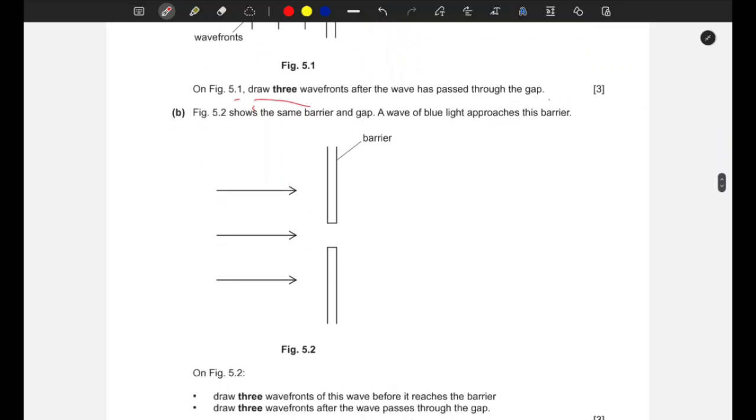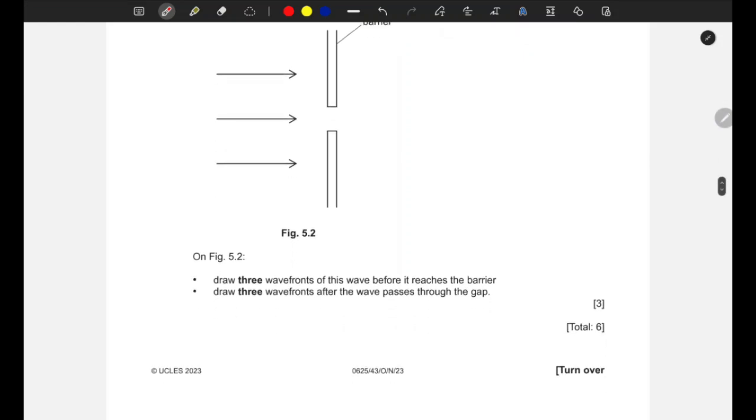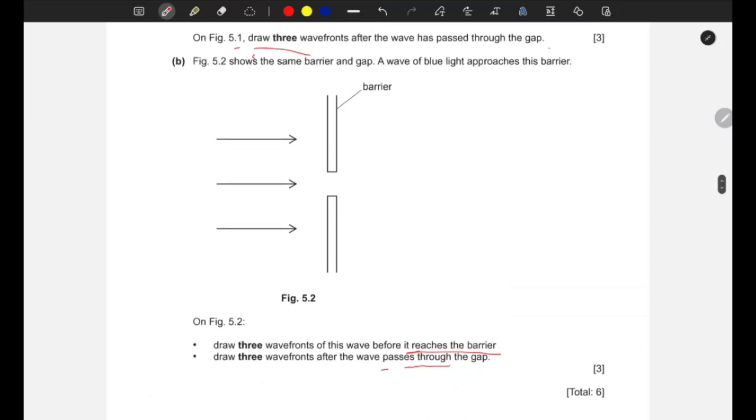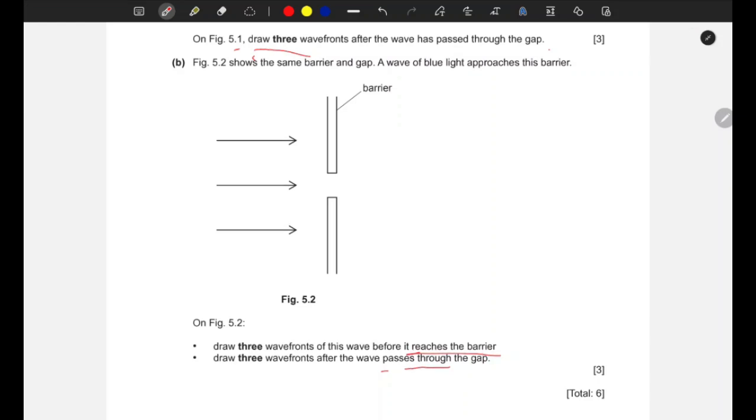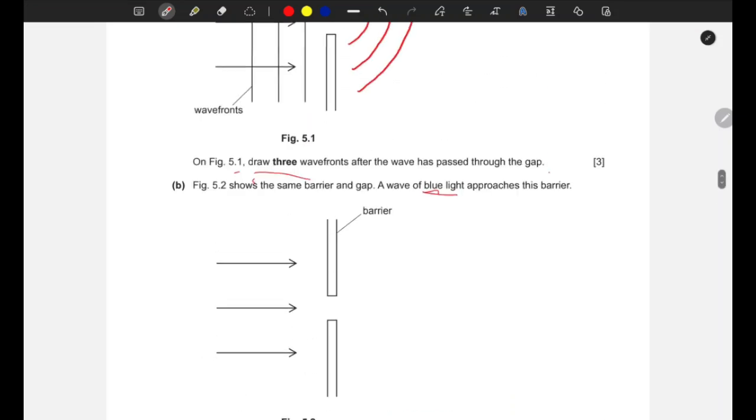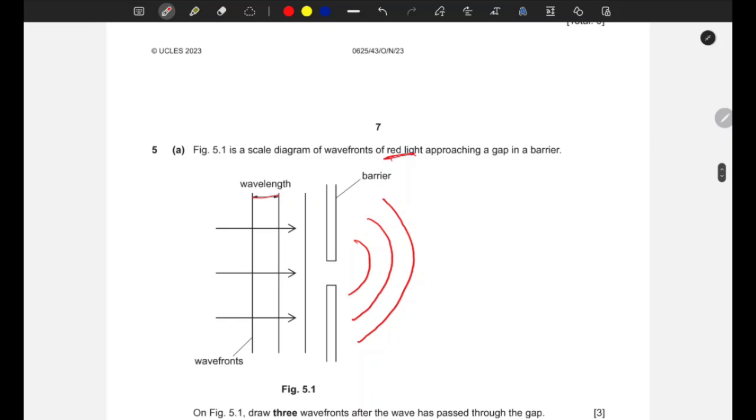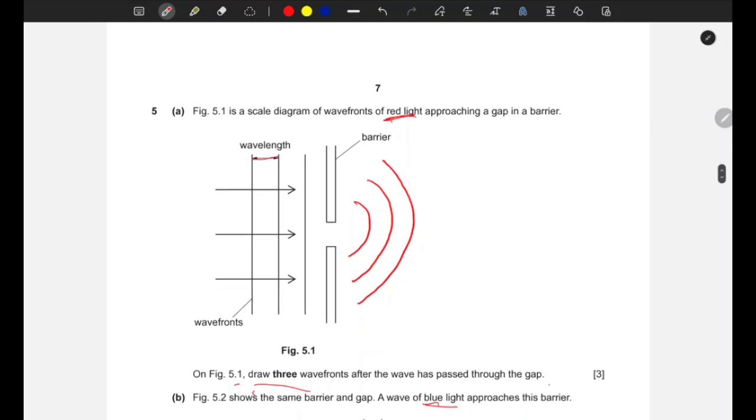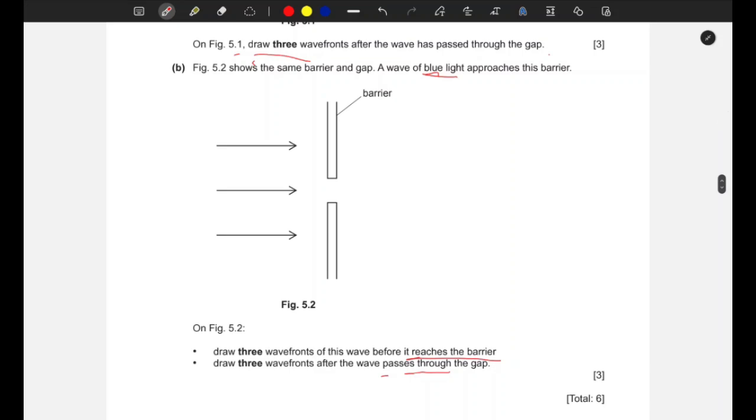Figure 5.2 shows the same barrier and gap. A wave of blue light approaches this barrier. On figure 5.2, draw 3 wavefronts of this wave before it reaches the barrier, and 3 wavefronts after the wave has passed through the gap. So on the second figure they've given us a blue light. In the previous one it was red light. So we know that blue light has shorter wavelengths than red light, so that means the wavelength should be lower.